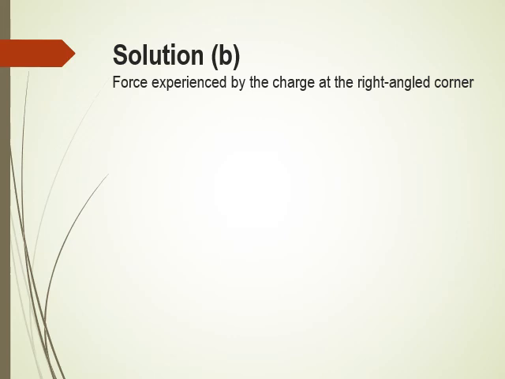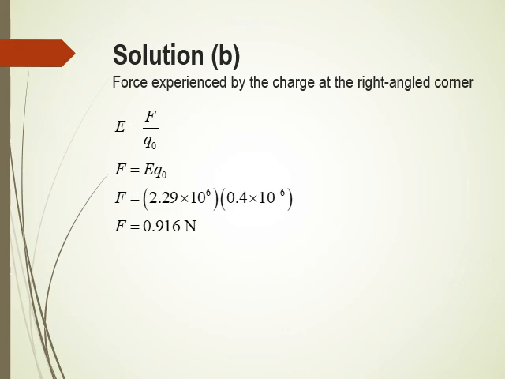Now that we have the electric field at the right angle corner, next we're going to determine the force experienced by the charge placed at the right angle corner, which is the force experienced by the positive 0.4 microcoulomb charge. Let us apply the equation E equals F over q naught. Rearrange the equation, you will get F equals E times q naught. Substitute the values and you will obtain F equals 0.916 newton.